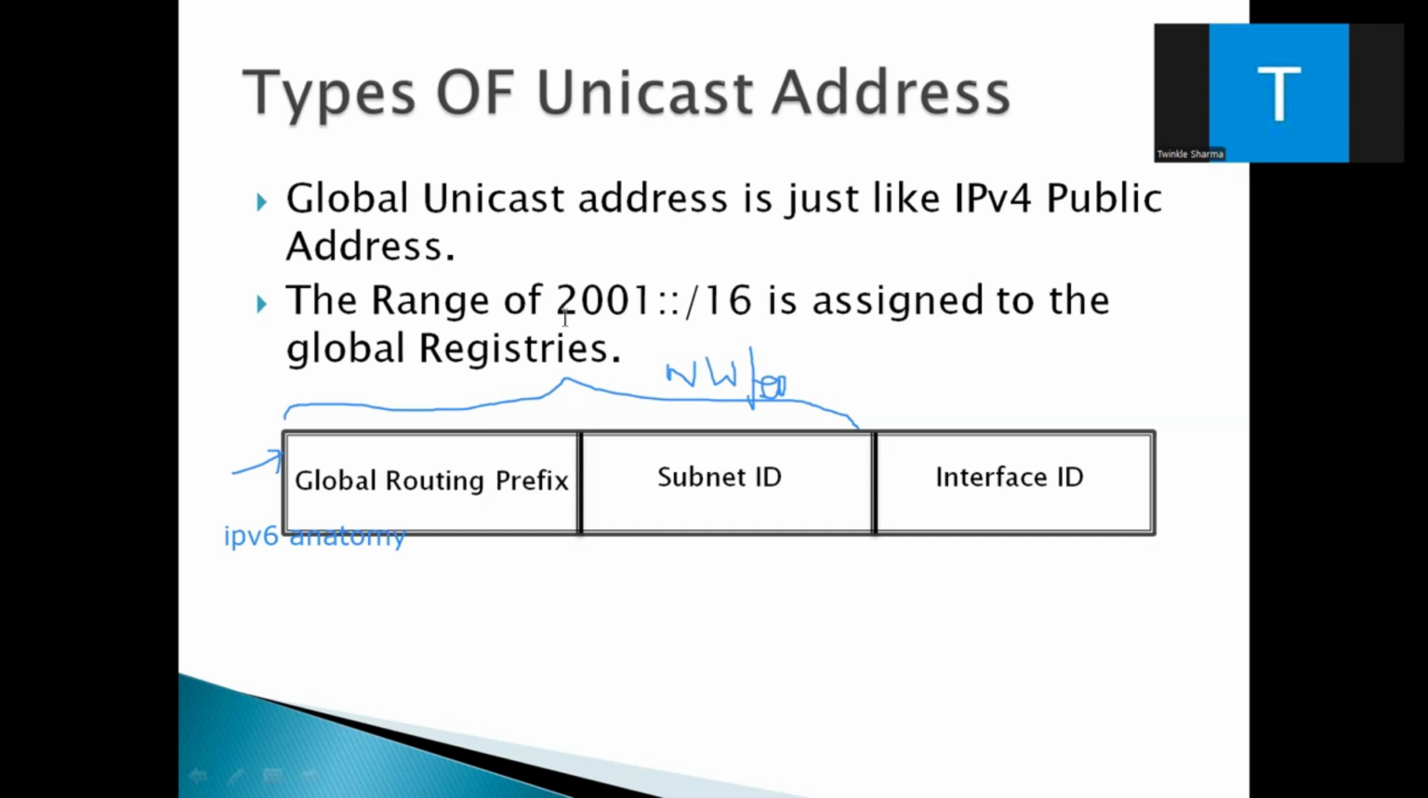The most significant bits of the global routing prefix are set to 0010, that is 2. This is fixed. The others will change. Hope you have understood. Let me write: the global routing prefix is 48 bits, the subnet ID is 16 bits, and the interface ID is 64 bits. Shall we proceed? Okay.